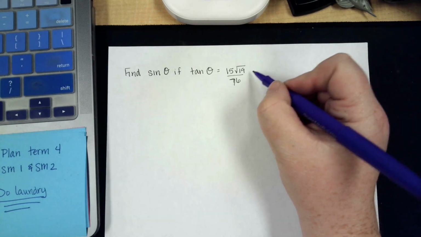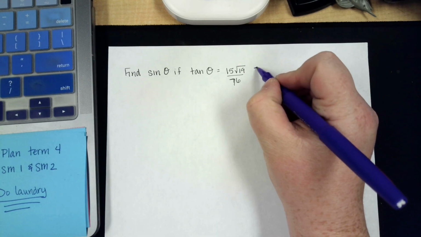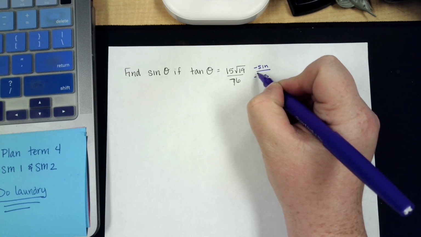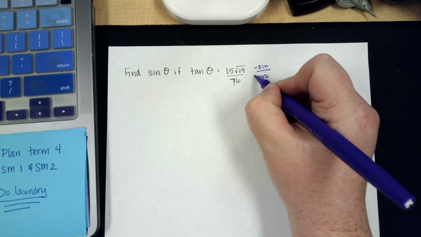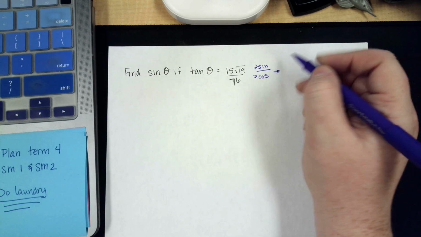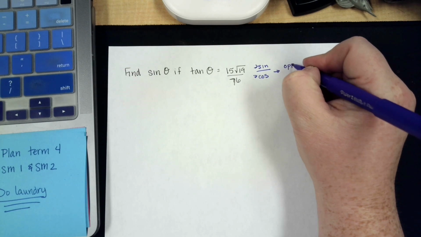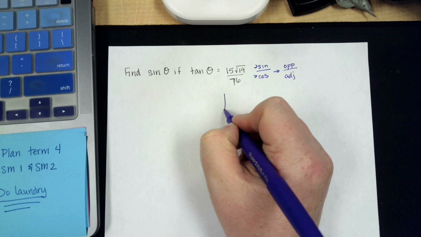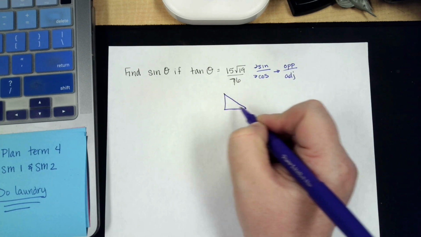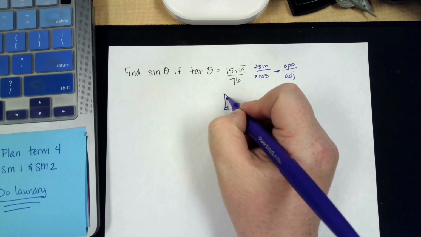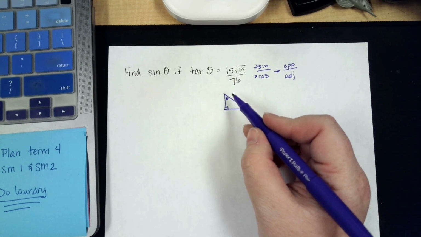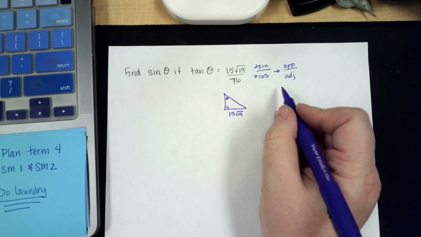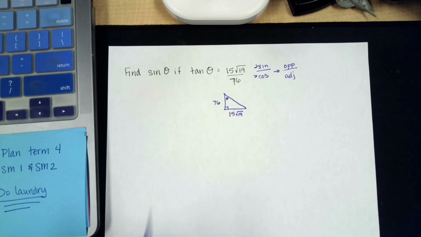Now, the first thing we're going to do is recognize that tangent is sine over cosine, which translates into opposite over adjacent. Then we're going to draw our triangle. I'm going to use this angle here as theta. So opposite is 15 square roots of 19, and adjacent is 76.